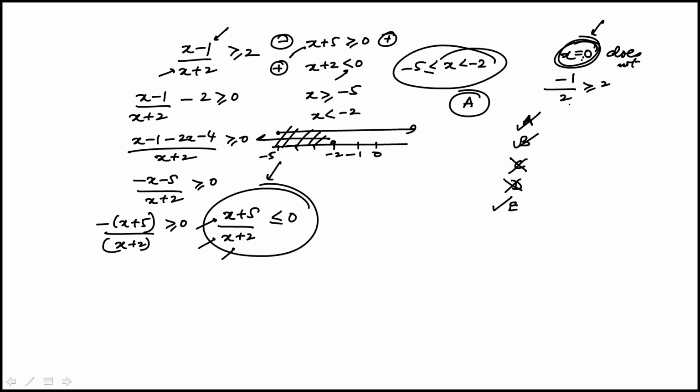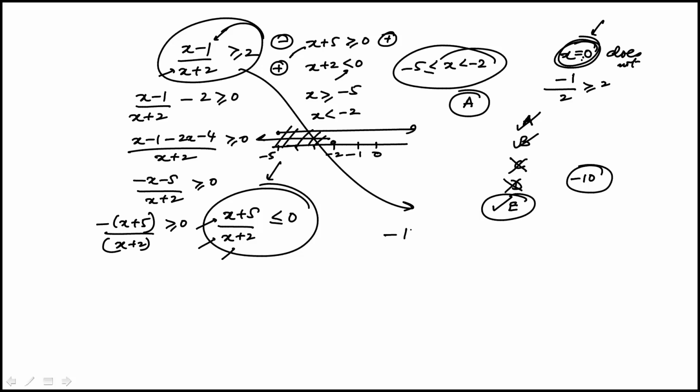The other thing we can do is consider a value less than minus 5, so let's consider minus 10. And you can just plug it in the original, because here we're not doing any of the algebra. So if x is minus 10, it would be minus 11 over minus 8. And that's the question. 11 over 8 is actually not greater than or equal to 2. So that also eliminates E.